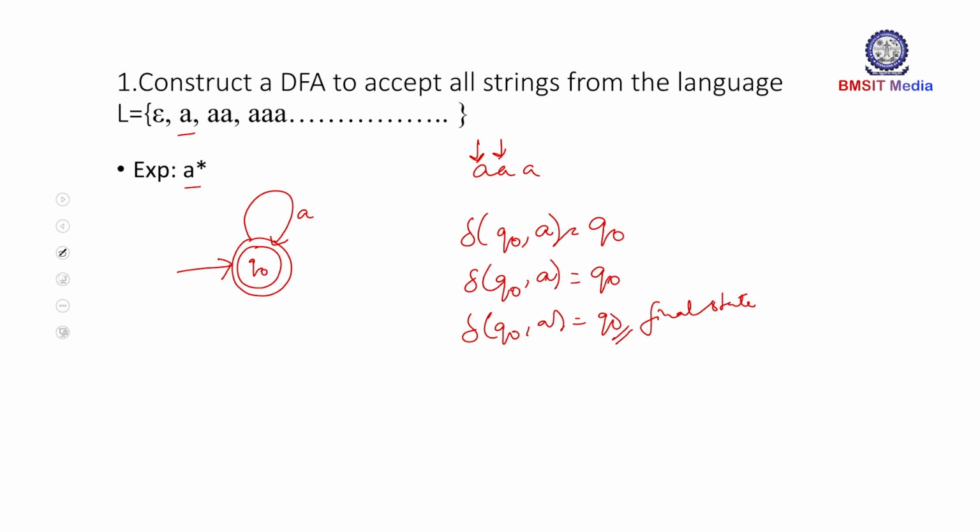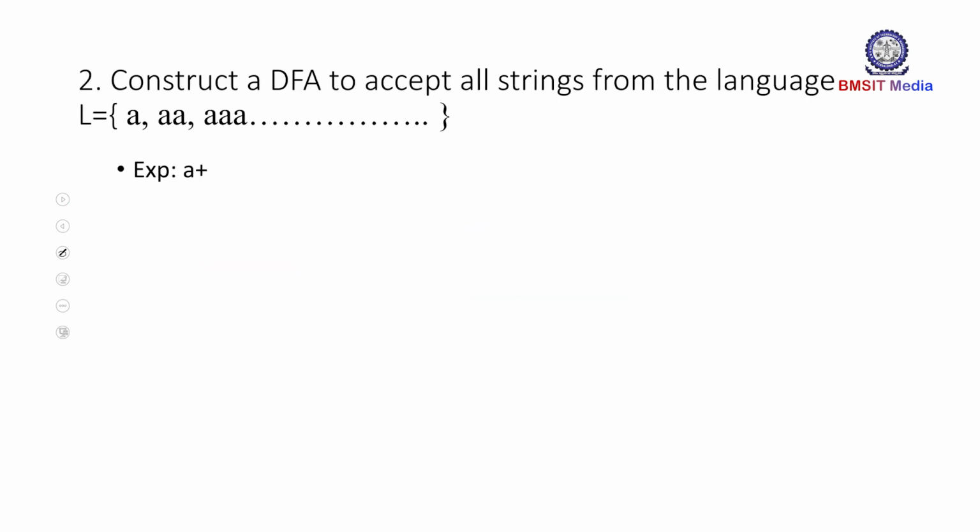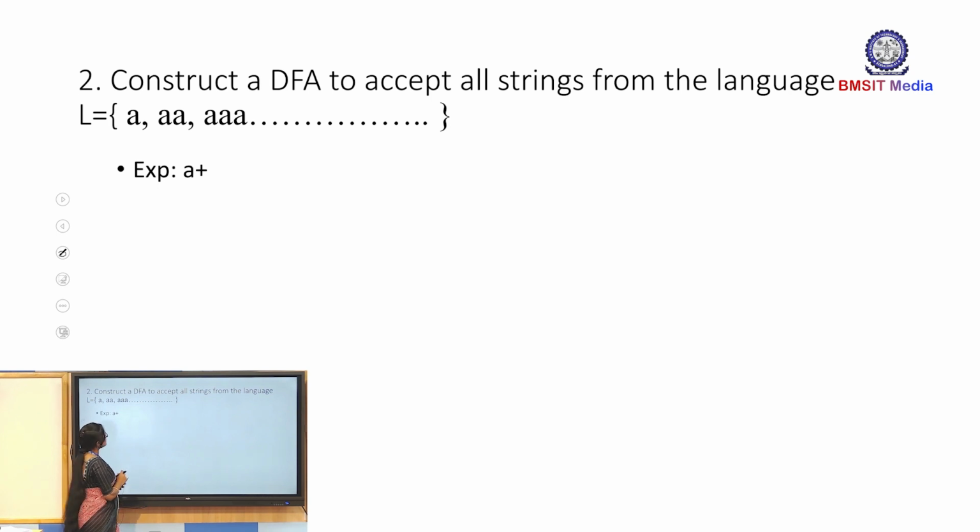Now coming to the next question. In the next case, the question reads: construct a DFA to accept all strings from the language that consists of 1 occurrence of A, 2 occurrences of A, and 3 occurrences of A. The previous problem also included epsilon, but in this case, it starts from 1 occurrence of A. So the regular expression of this is A plus, and to construct the DFA, we'll start with the skeleton. First draw the skeleton for the minimum string.